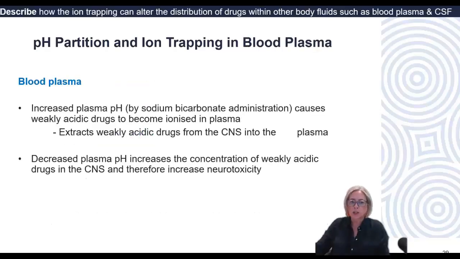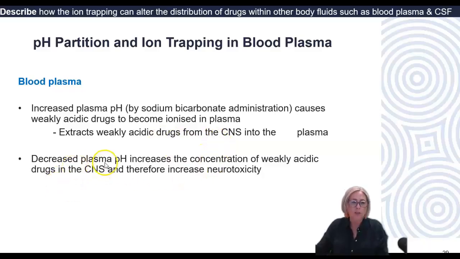This pH partitioning and ion trapping can also occur in the blood plasma, right? So if you increase the plasma pH, say by giving somebody more sodium bicarbonate, that will cause weakly acidic drugs to become ionized in plasma, right? And this helps then to extract weakly acidic drugs from the central nervous system into the plasma.